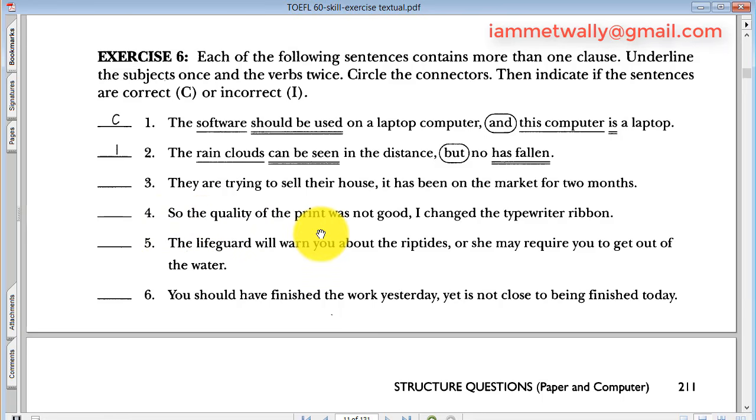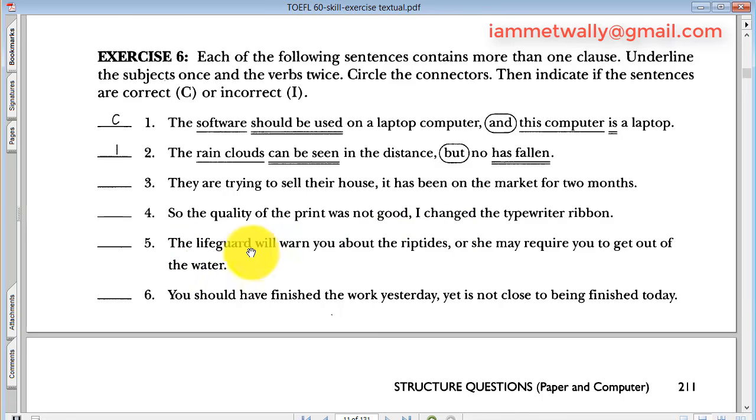So, the quality of the print was not good. I changed the typewriter ribbon. So, it's put at the beginning. That doesn't work with coordinate connectors. Coordinate connectors come in the middle, here. So, this sentence is incorrect because the connector is misplaced. So, I should put this here. It should have been: the quality of the print wasn't good, so I changed the typewriter ribbon.